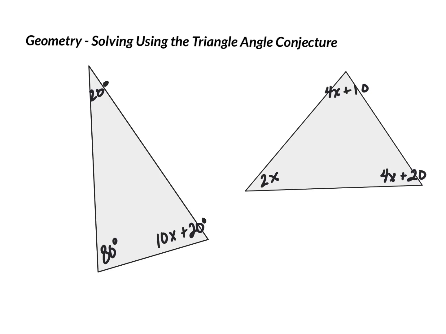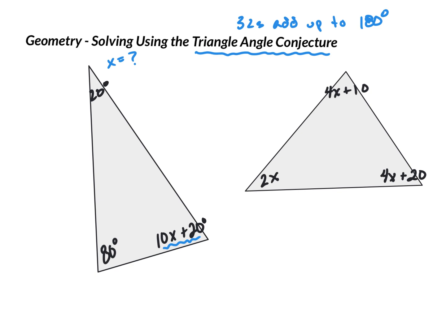I wanted to do just a little bit more solving using our triangle angle conjecture. And remember, the angle conjecture simply says that all three angles add up to 180 degrees. So for this first example, you can see I've given you two angles, and then I've given you a missing angle. I'm going to say solve for x.